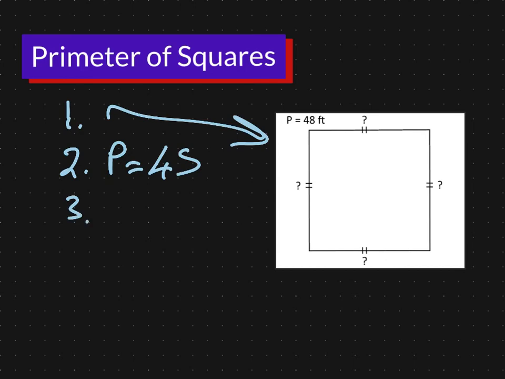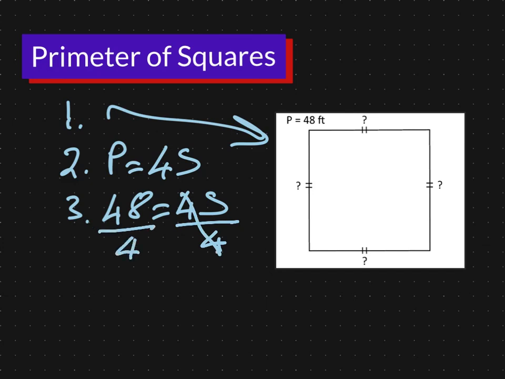So in this case we know perimeter is equal to 48, and it's going to be equal to 4 times the length of a side. Now to find the S, we're going to need to get the S on one side and the numbers all on the other side. So to get rid of the 4S, we'll divide both sides by 4. So these cancel out, and 48 divided by 4 is going to be 12. So one side is equal to 12, and you can see that the units here are feet. So each of these sides is 12 feet.